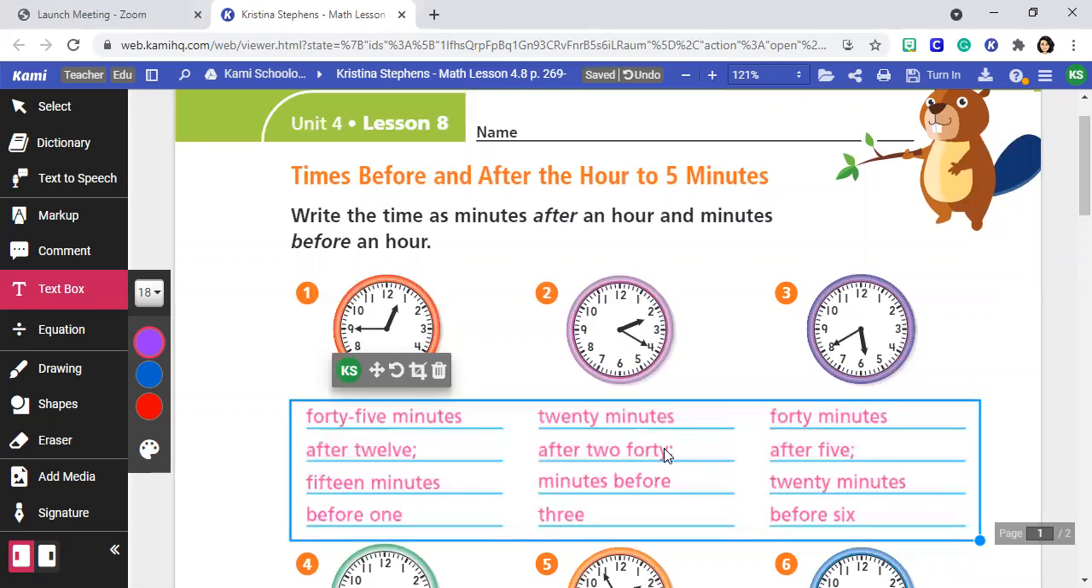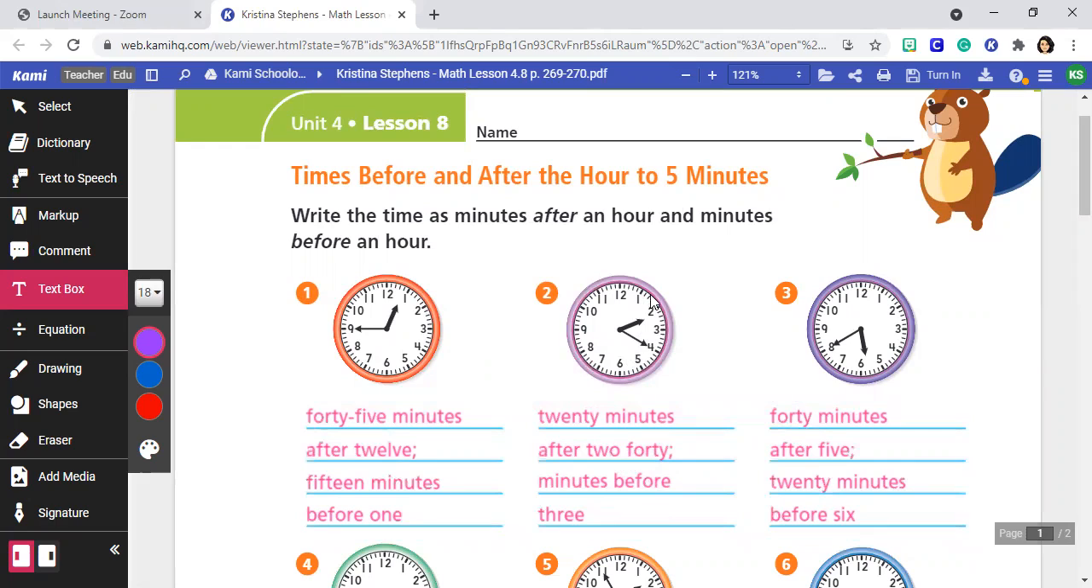20 minutes after 2. And they have that wrong there. And then it's 40 minutes before 3. And we did that again. 20 minutes after 2, 40 minutes before 3. Number 3, if you wrote down 40 minutes after 5 and 20 minutes before 6, you're correct.